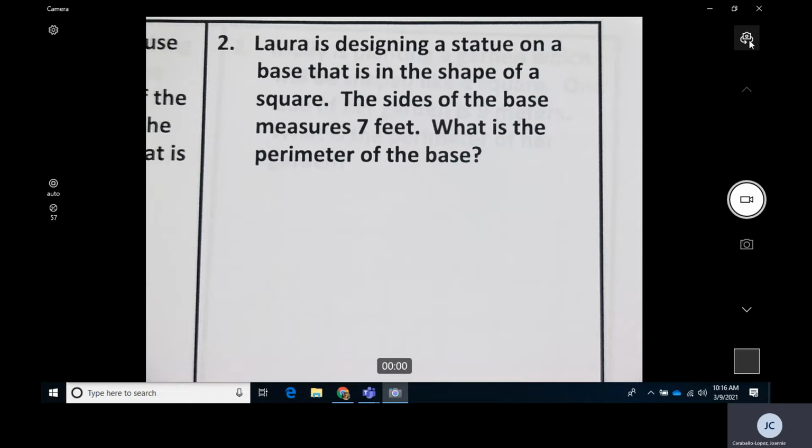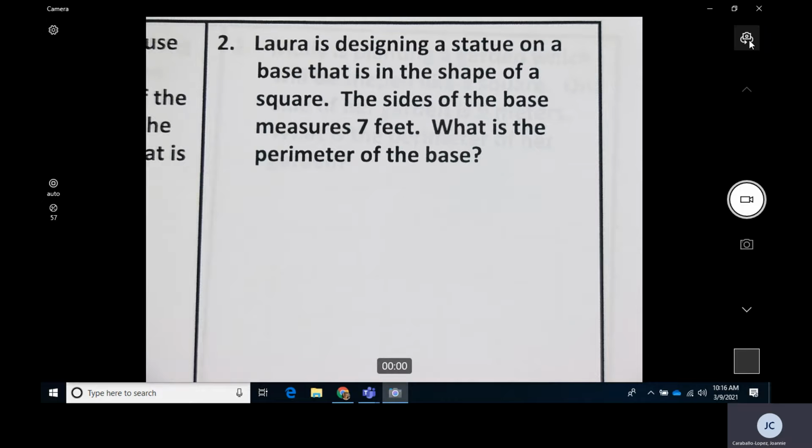What kind of shape am I drawing? A square, right? And we know that squares have what? Same sides or equal sides. What are my sides going to be? 7 what? 7 feet. So I'm writing 7 feet on all my sides, right?